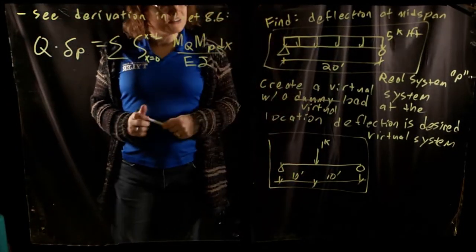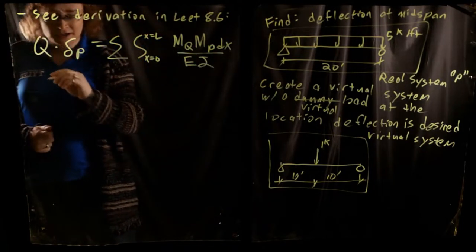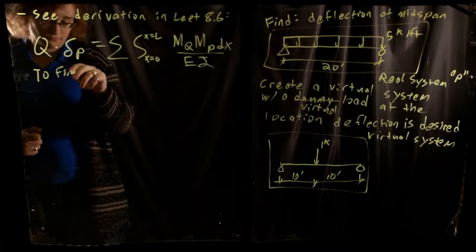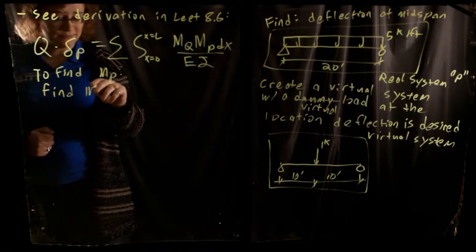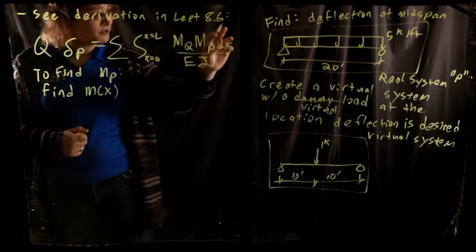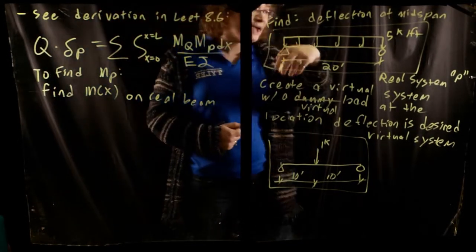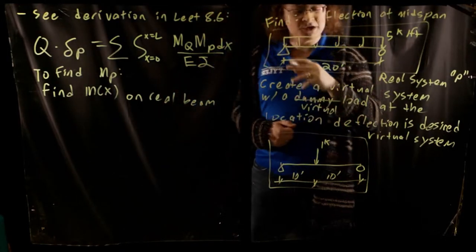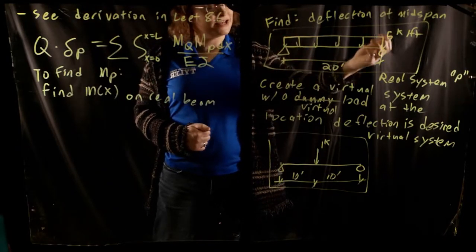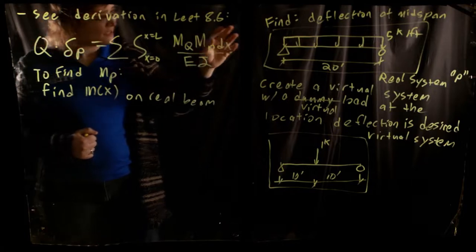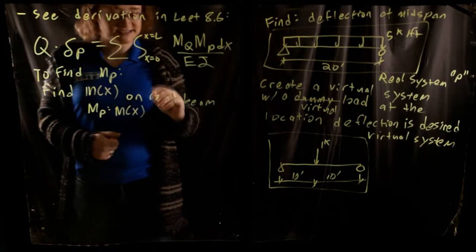All right, so what we'll do is calculate our MQ and our MP, and the way we do that is by looking at our real and our virtual system. To find MP, that would be the moment function of our real load. Find M as a function of x on the real load system, on the real beam. So I would find the reactions, then, using the method of your choice, find the actual moment function of that beam as a function of x. I'd probably start this at the left-hand side and make that positive to the right. That would give us our MP. And again, MP is the moment as a function of x on the real system.